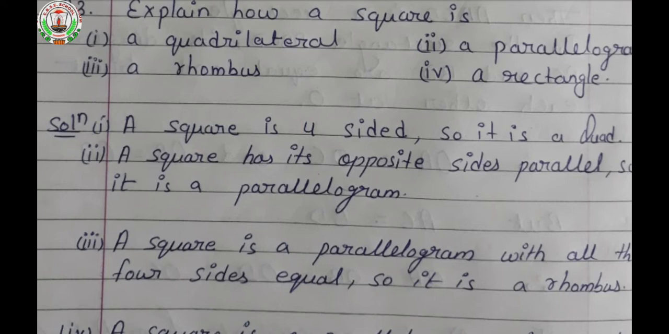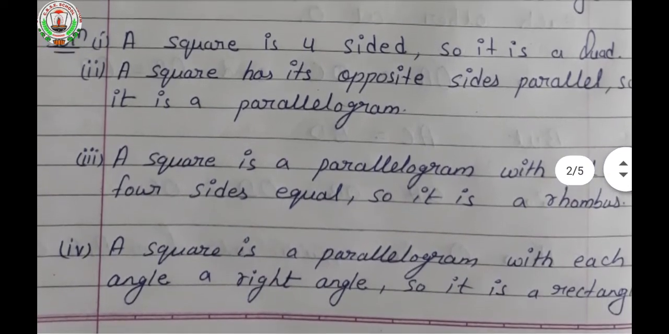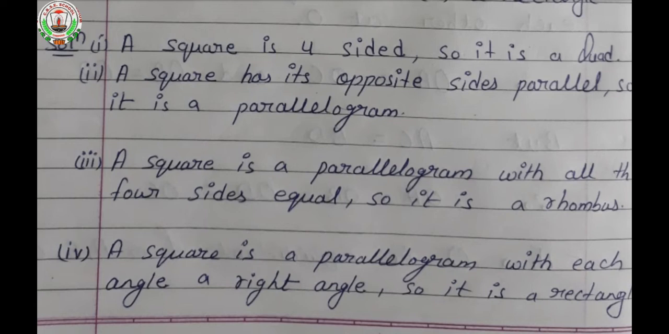In the second part I told you why a square is a parallelogram: its opposite sides are parallel, isn't it? That's why it is said in the second part that, and in the third part it is said that, a square is a parallelogram with all four sides equal, so it is a rhombus. Why is a square a rhombus? Because a square and a rhombus both have all four sides equal, isn't it? That's why a square can be said to be a rhombus. So a square is a parallelogram with all four sides equal, so it is a rhombus.